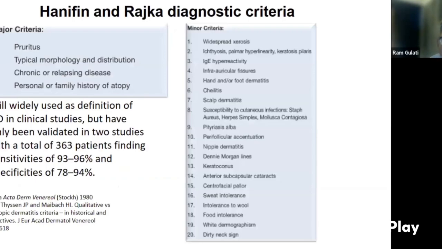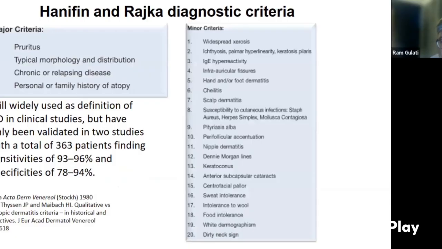If you look at the Hannifin and Rajka's criteria, it has 4 basic or major criteria and then 23 minor criteria. And you need 3 in both the groups to say that this particular patient has got atopic eczema. So if you look at the major criteria: itching, typical distribution of lesions, chronic or relapsing disease, and a family history or personal history of atopy.